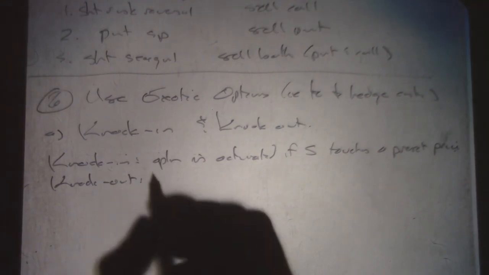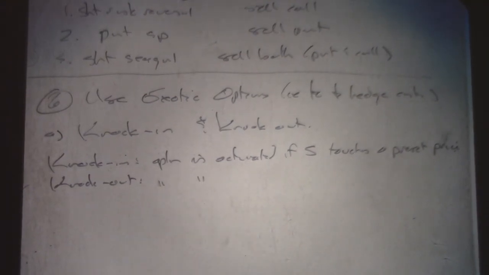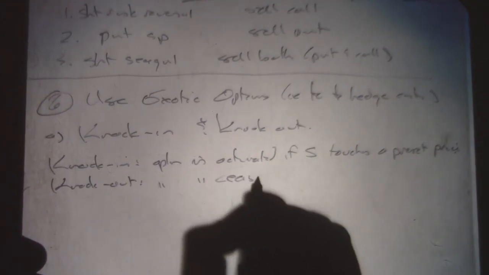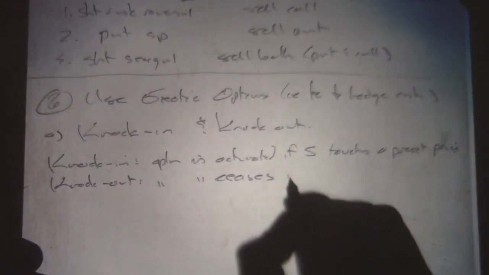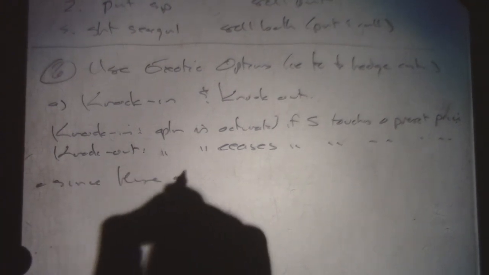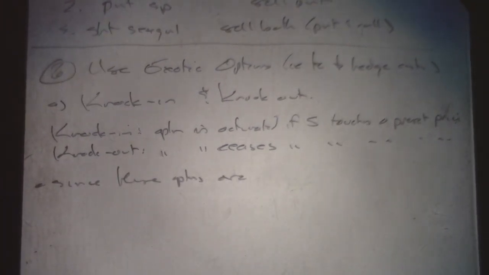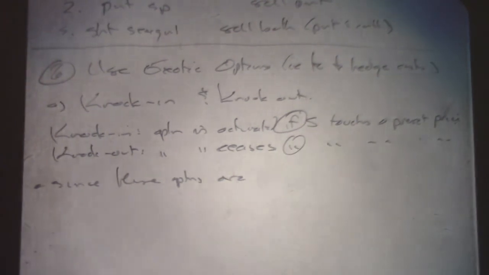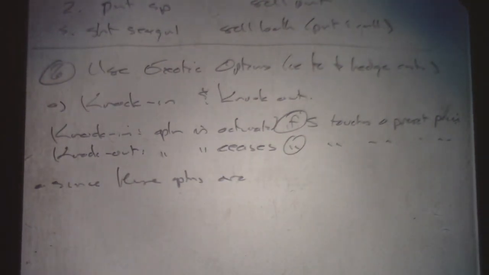What do you think a knockout is? An option is the opposite. What's the word we want to use? Let me see here. Ceases, knocked out, if the spot touches a preset price. Okay? Now, since these options are, do they sound conditional or unconditional? They're conditional, right? How do you know? What word gave it away that these are conditional? If, the word if, right?